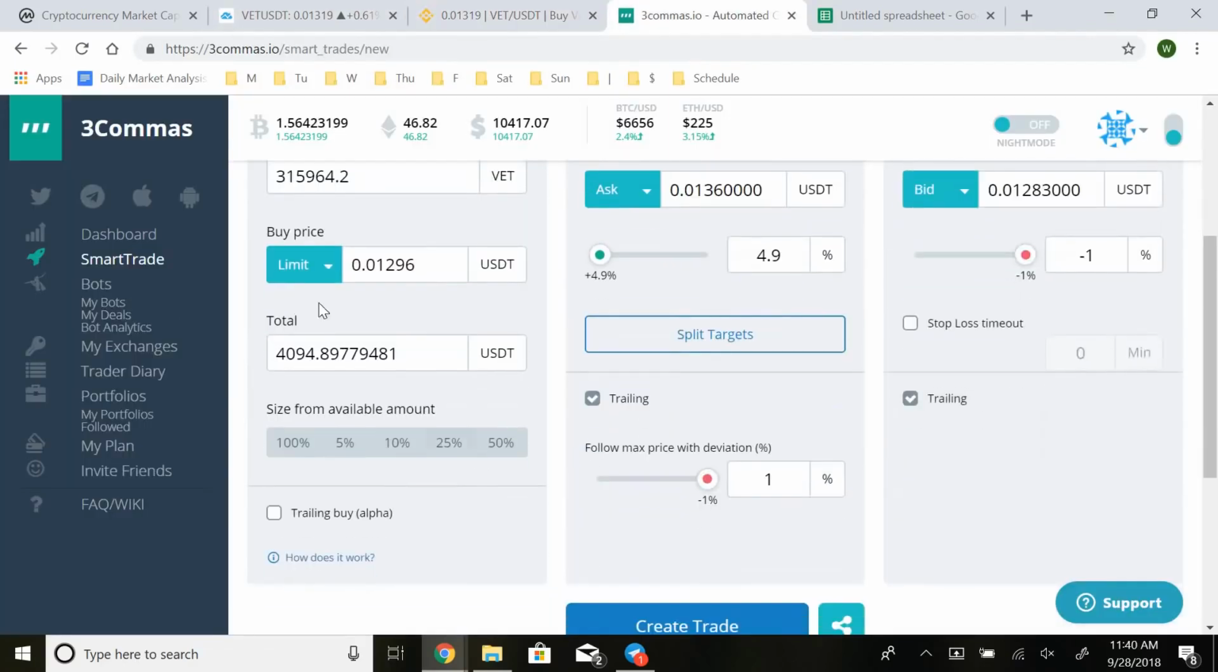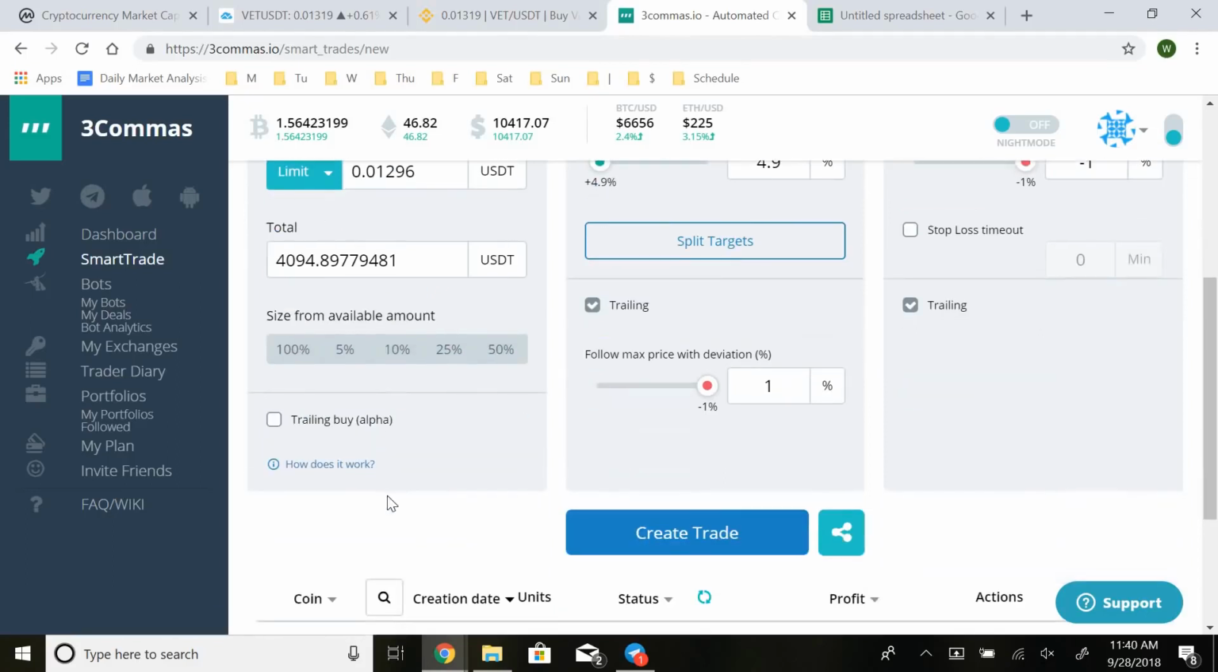As you can see right here, the total amount was $4,094. And it actually allows you to say size from available amount. You can do 5%, 10%, 25, 50, 100, anything like that. Now it says trailing buy. You can do that. We'll talk about that in further videos, but today we're going to leave that alone.